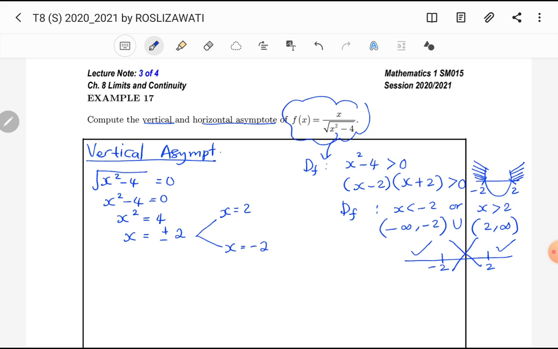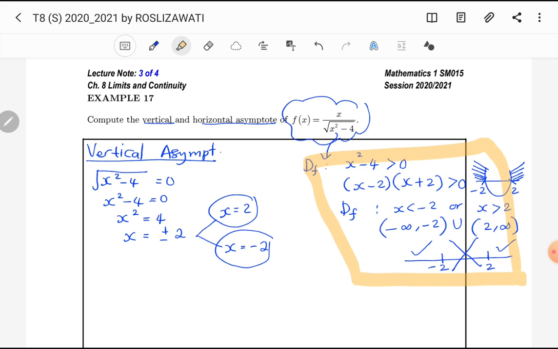So bila kita dapat dua macam tadi, kita setiap satu tu kita akan consider limit from left and limit from right. But back to your domain. Ni kena tengok juga domain ni. Sebab dia related to surd function.